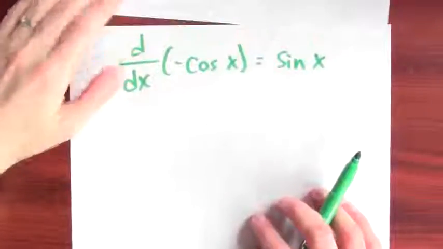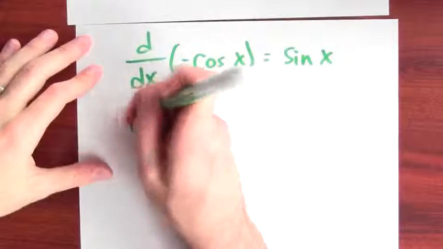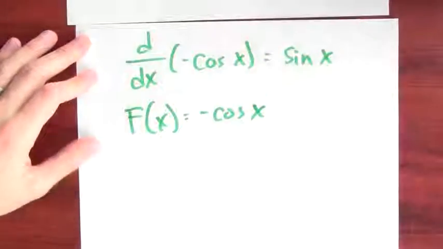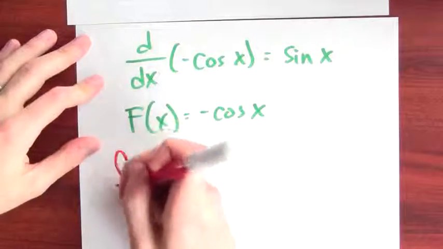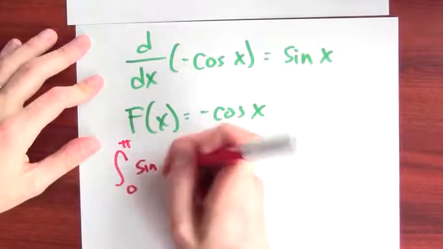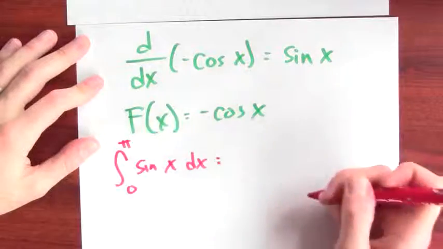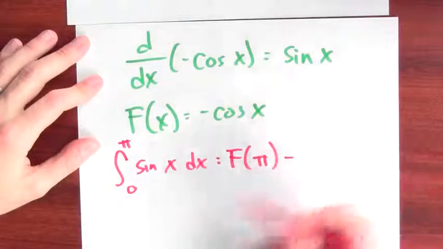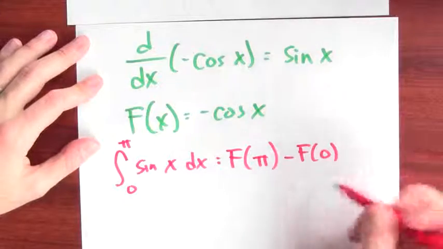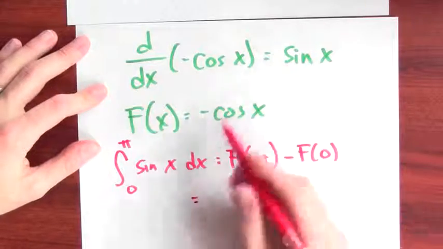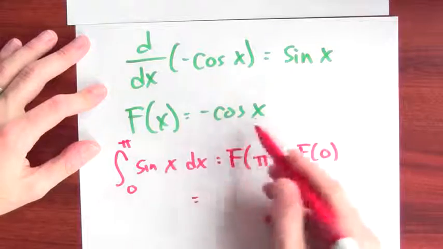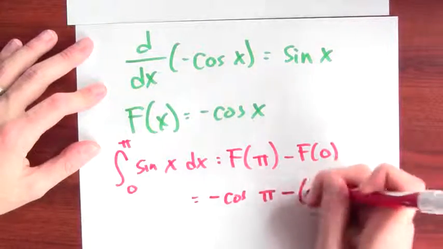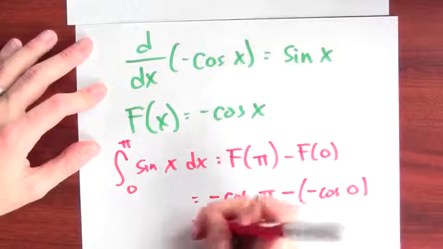So in this case, I've got a function big F, right, this is my antiderivative, and it's minus cosine of x. And according to the fundamental theorem, if I want to integrate from 0 to pi my function little f, which is sine x, I'm going to evaluate the antiderivative at pi and subtract the antiderivative at 0. In this case, my chosen antiderivative is minus cosine x, so it's minus cosine pi minus minus cosine 0.